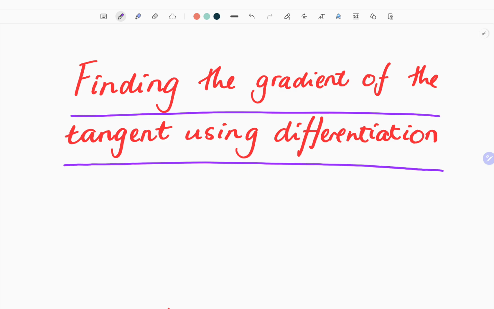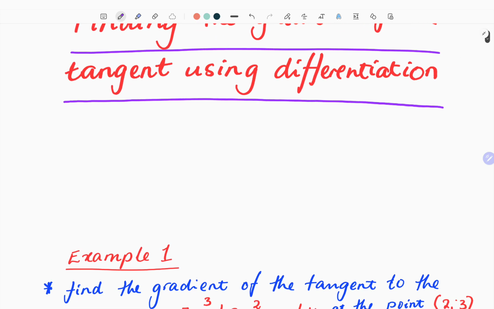So today I'm going to show you how to find the gradient of the tangent to a curve using differentiation. So let's just jump into some examples.